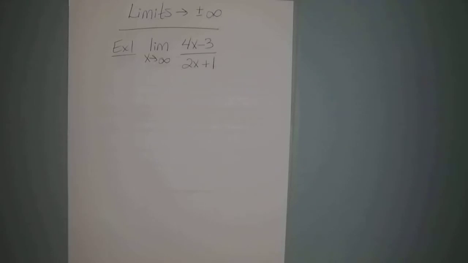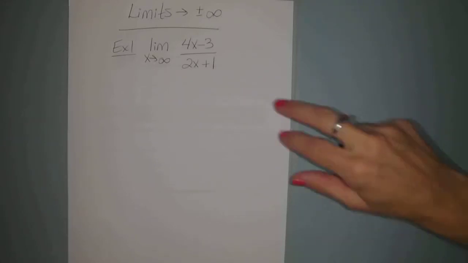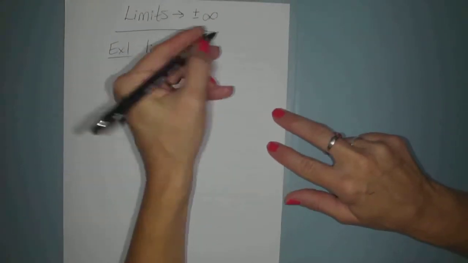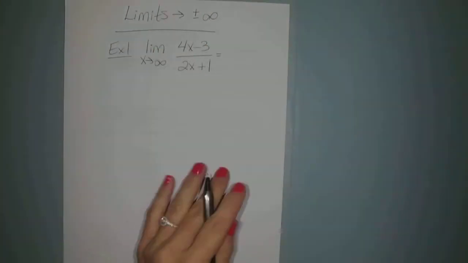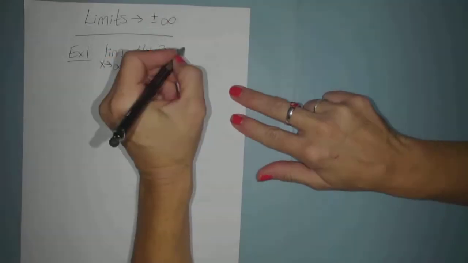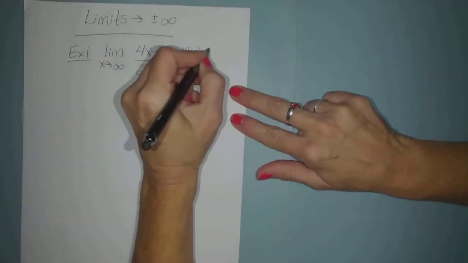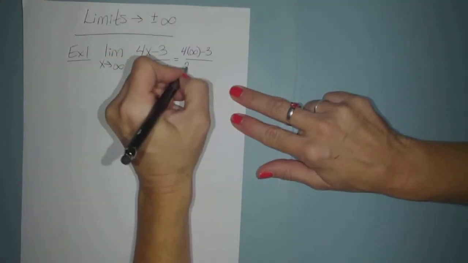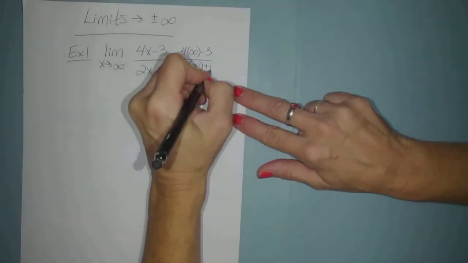So the first step to doing a limit at infinity is to plug it in, just like we always did. So what I'm going to do is take infinity and insert it for these x's. So we're going to have here 4 times infinity minus 3 divided by 2 times infinity plus 1.